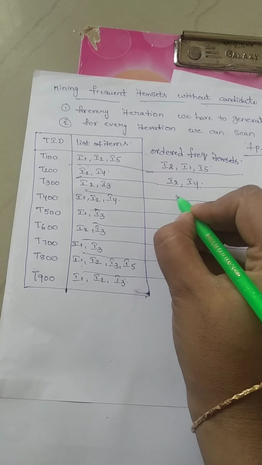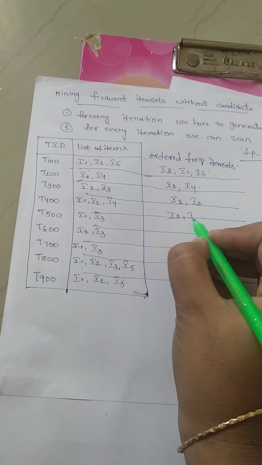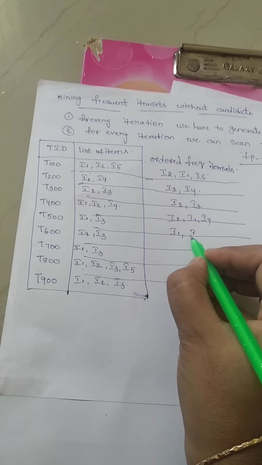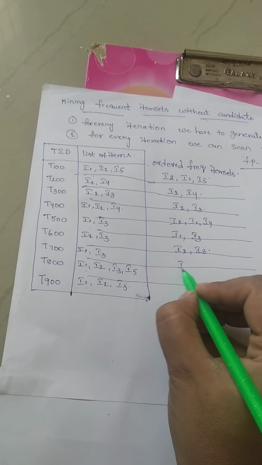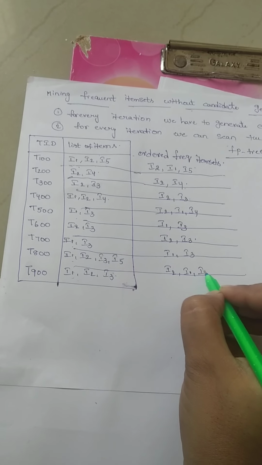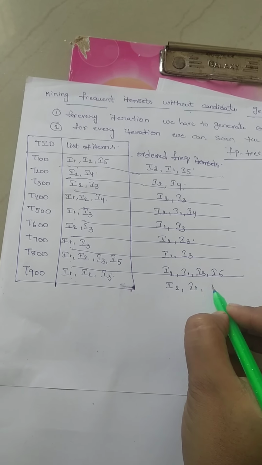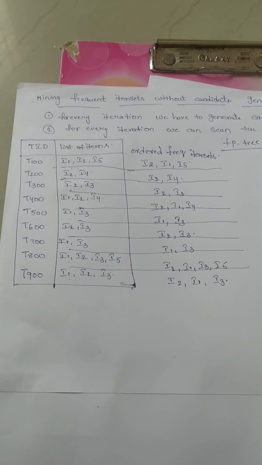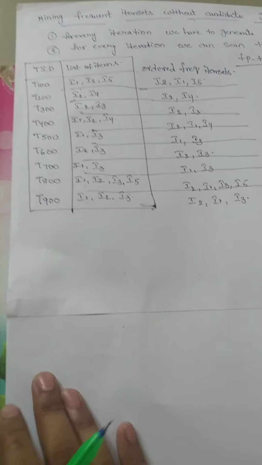For the next we have I2, I3. Next I2, I1, I4. Next I1, I3. Next I2, I3. Next I1, I3. Next I2, I1, I3, I5, and the last one I2, I1, I3. So these are the ordered frequent items. Based on these ordered frequent items, we can draw the FP tree.